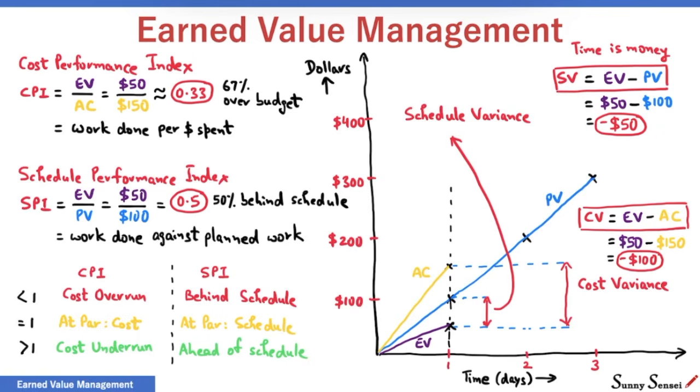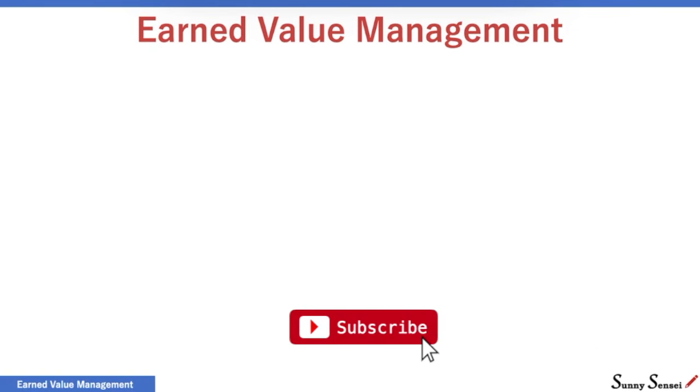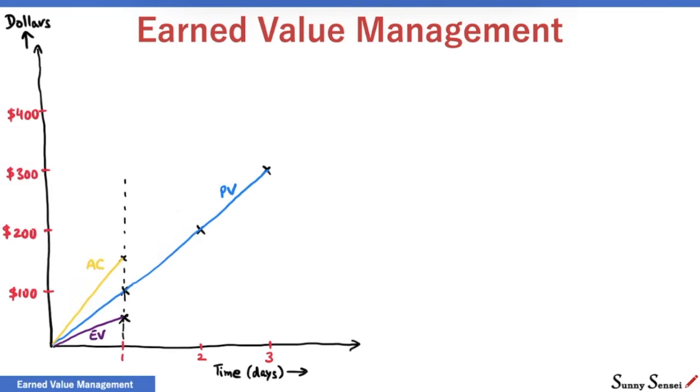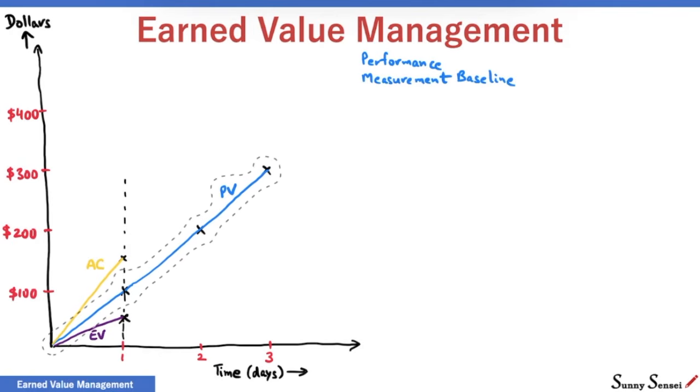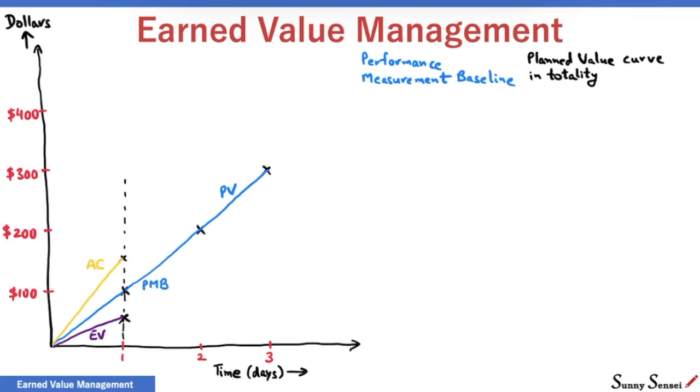Let's move ahead and learn some more terms associated with earned value management. We will continue with our example and the plot. The first term is Performance Measurement Baseline, or PMB. The complete planned value plot from the start of the project till the end of the project, or the planned value curve in totality, is called Performance Measurement Baseline. This curve is the reference or the benchmark against which we evaluate the cost and schedule performance of the project at a given point of time.